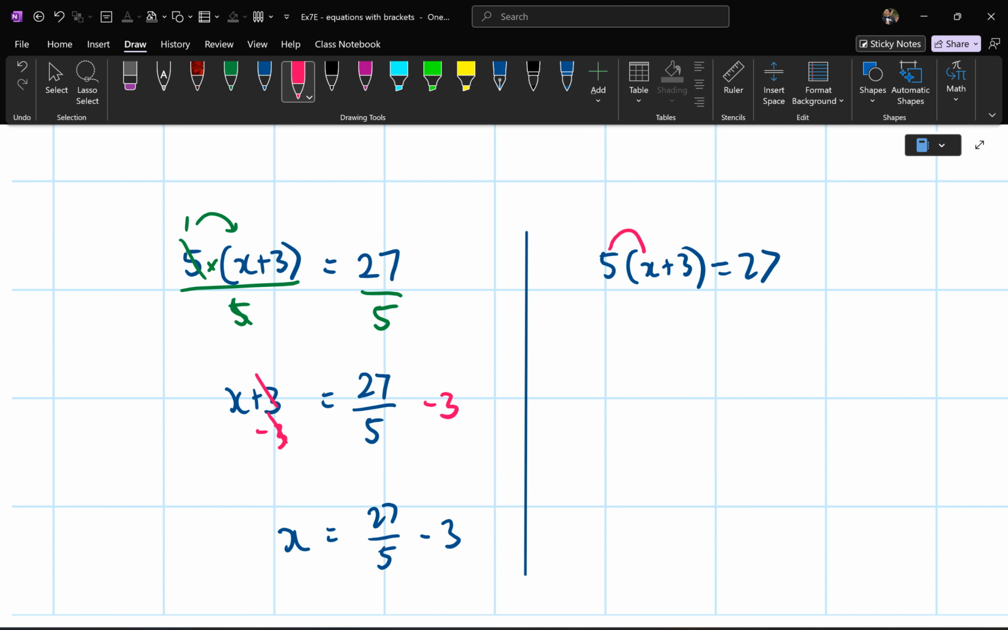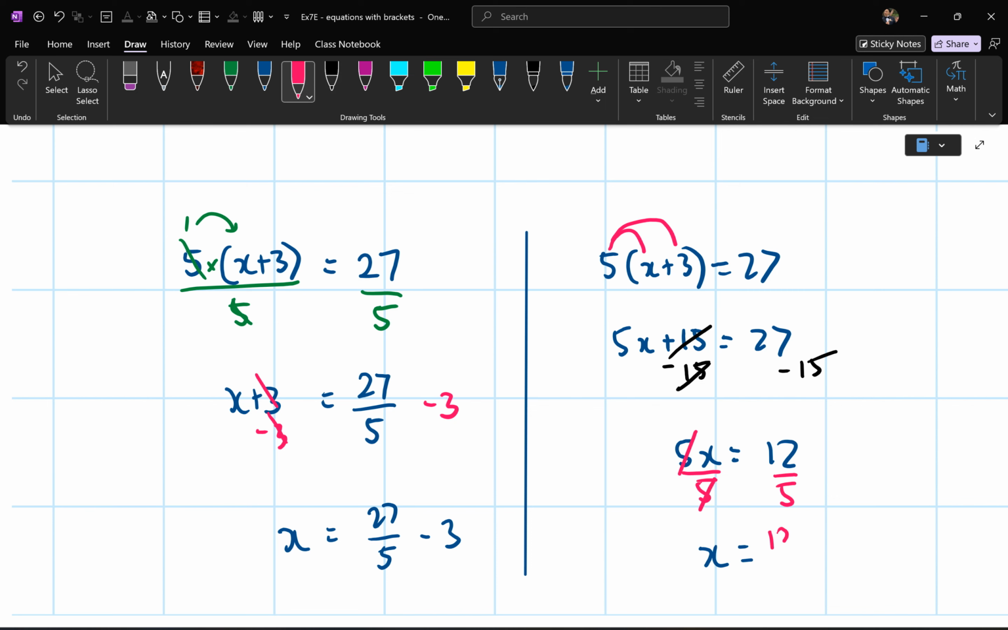Let's expand the brackets. 5 times x and then 5 times 3. You still get 5x plus 15, equals 27. But this is a bit easier because you can actually take away. You say minus 15 on both sides, SamDub. 15 cancels out. You end up with 5x is equal to 27 take away 15, which is much easier to do. 27 take away 15, what's that equal to? 12. Very good. And then your final answer, you divide both sides by 5, x is equal to 12 on 5.